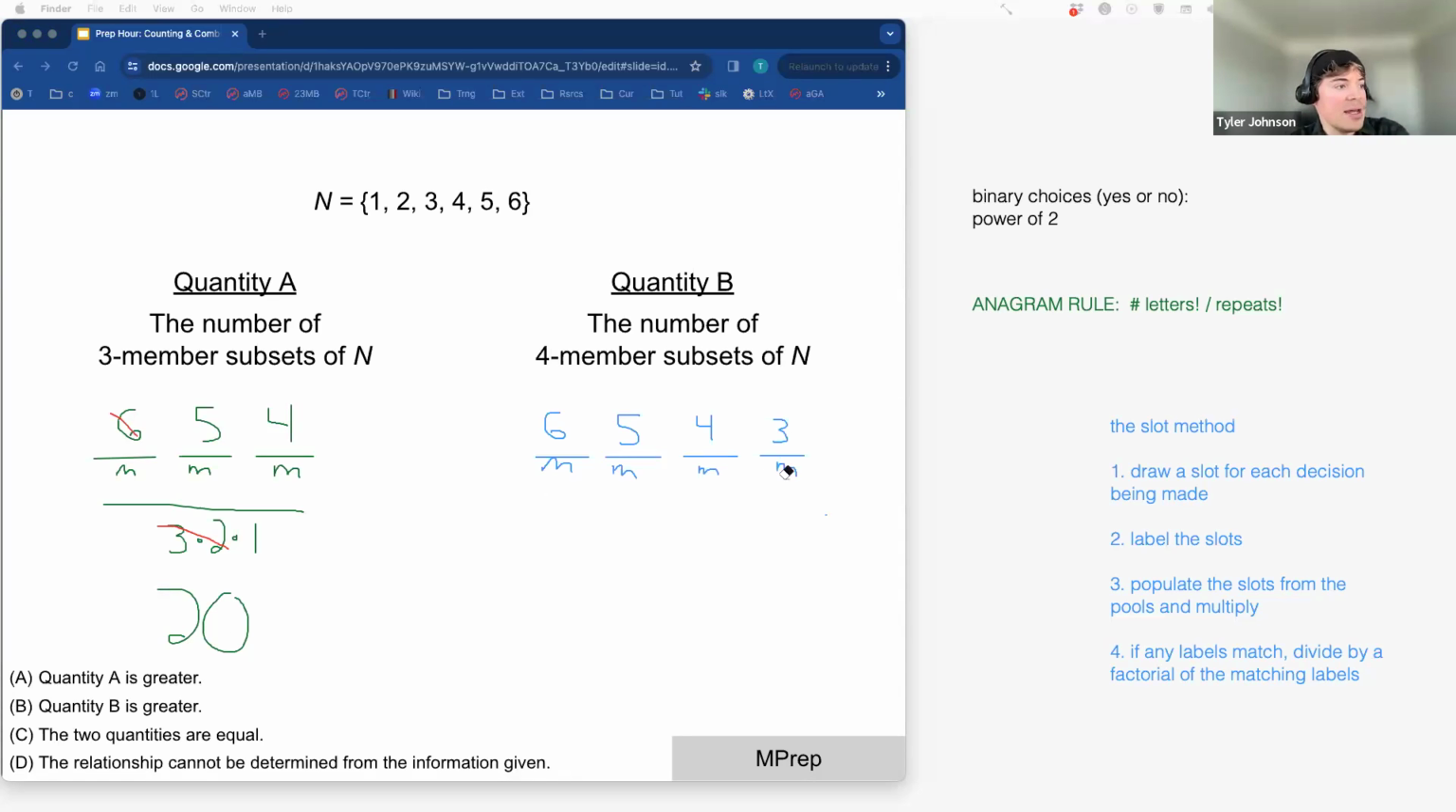For quantity B, this time I have 4 labels. So I'm going to have 6, 5, 4, 3, and then I divide by a 4 factorial here. The fact that I'm dividing by more is actually going to make quantity B smaller. We're only going to get 15 there. So quantity A is the bigger value, and A is our correct answer.